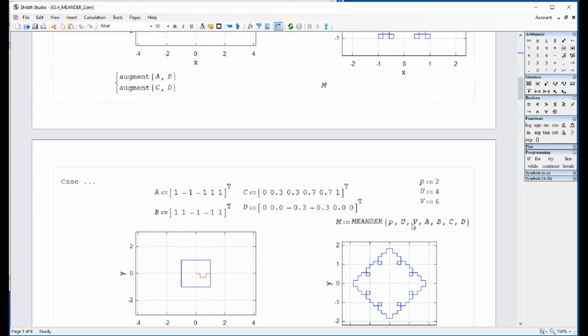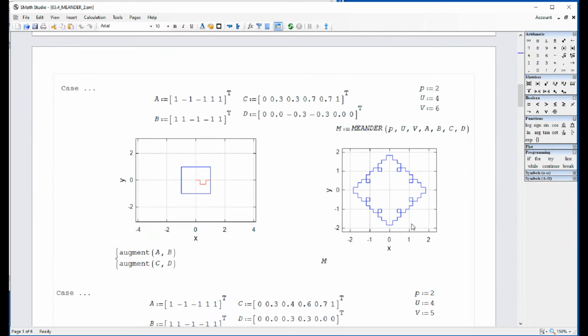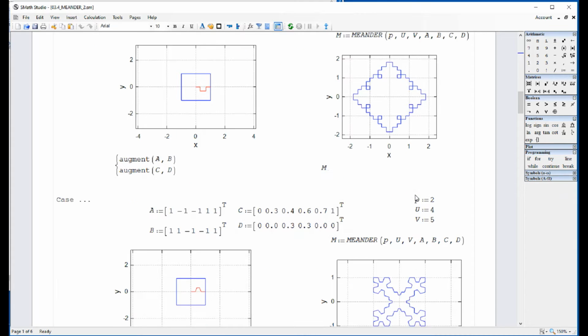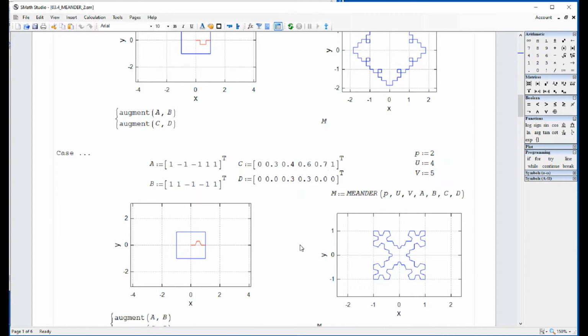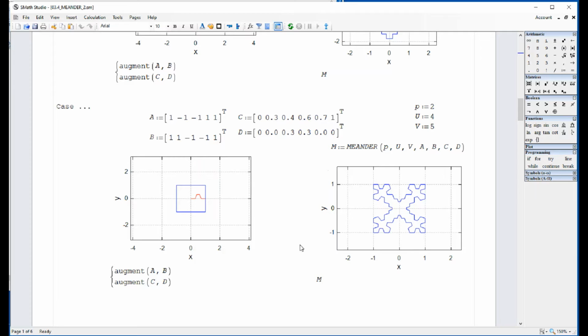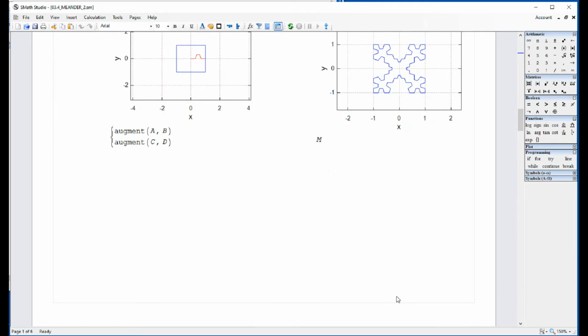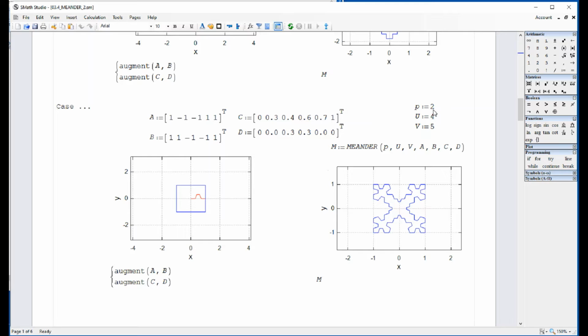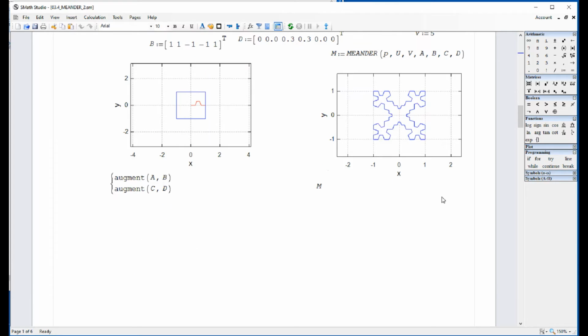If we turn that wave upside down, then the fractal becomes more regular. If instead of a rectangular wave I use a trapezoidal wave, then I get this symmetric shape with very interesting sides. I'm using p equal 2 in this case. I haven't tried p equal 3.